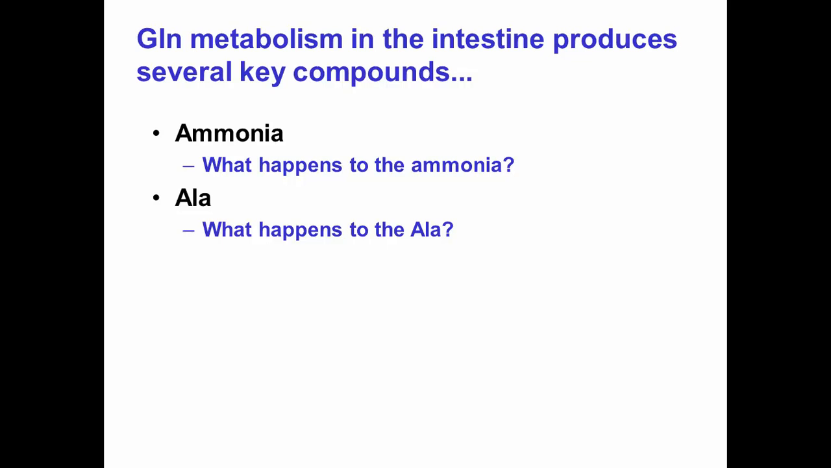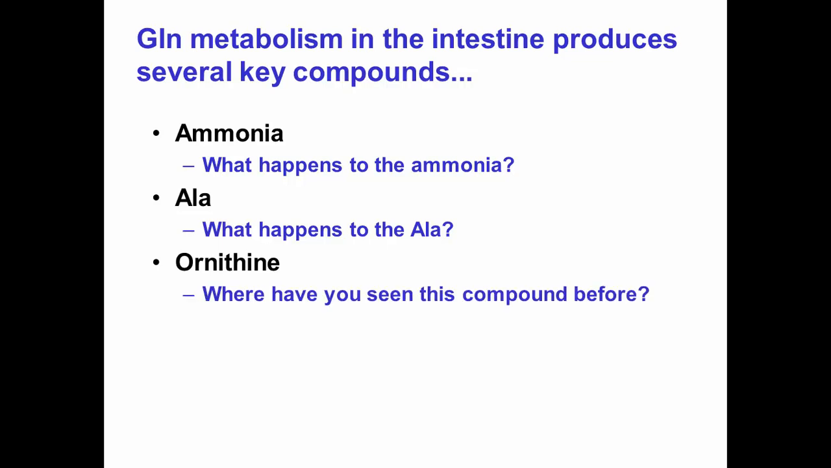What happens to the alanine? It's also going to the liver for transamination reactions, oxidation. It can be used for gluconeogenesis under certain conditions. And then the ornithine.